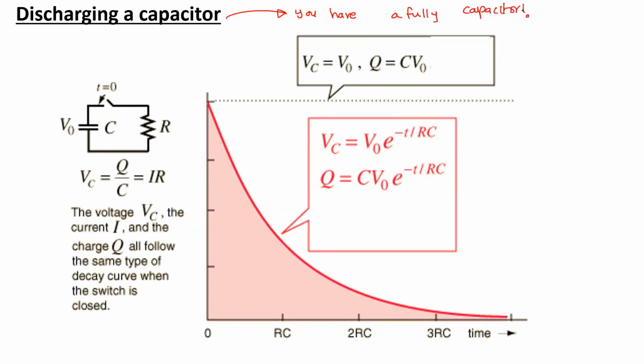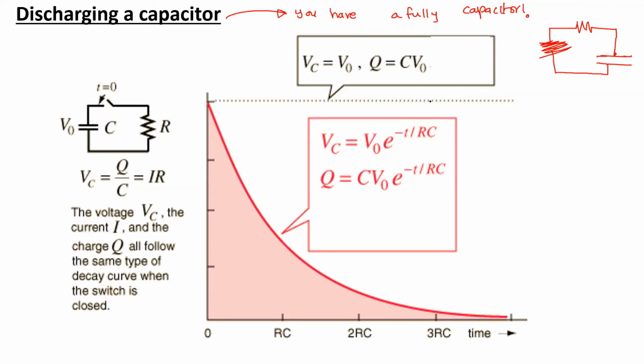Now you have a fully charged capacitor. What you will be doing is removing it from the circuit. In the previous circuit, we had a battery, right? As long as the capacitor is connected to a battery, it will not get discharged. So we are going to remove the battery and just connect the capacitor through a resistor.